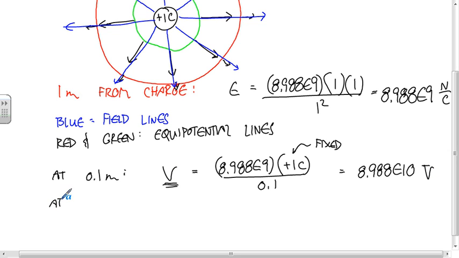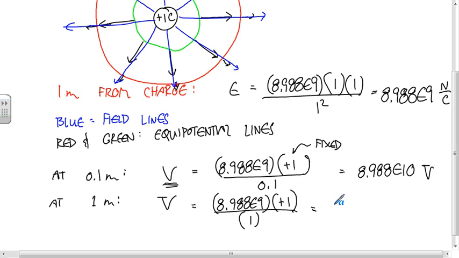And at 1 meter, you got 8.988 times 10 to the 9 times the fixed charge divided by the distance, 1, and so you get 8.988 times 10 to the 9 volts. And so if you're closer, the electric potential is higher. If you're farther away, the electric potential is lower.